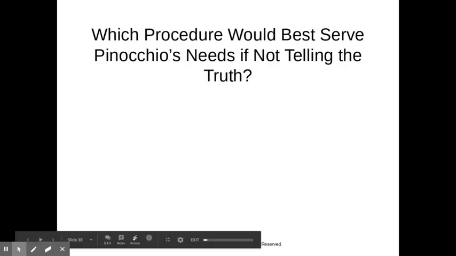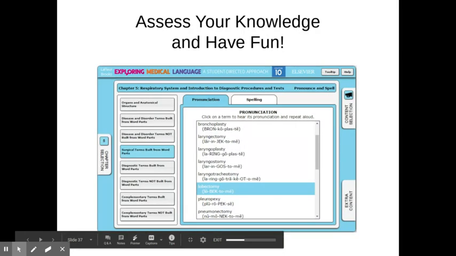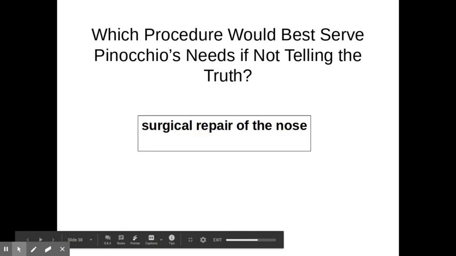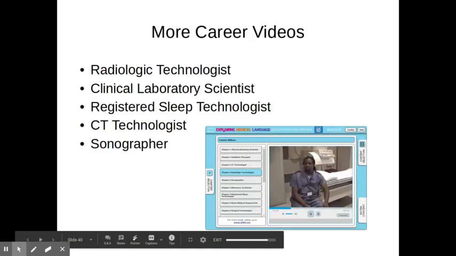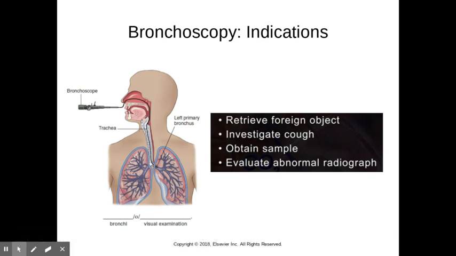So we left off with a lobectomy. Which procedure would best serve Pinocchio's needs, if not telling the truth? Surgical repair of the nose, which is a rhinoplasty. Bronchoscopy, so visual examination.